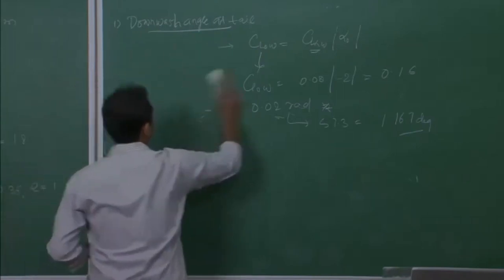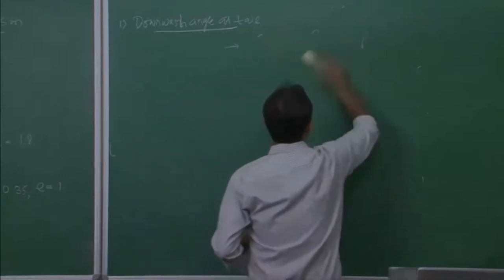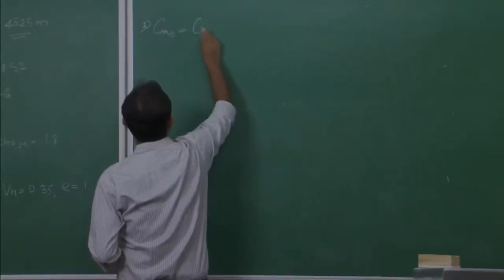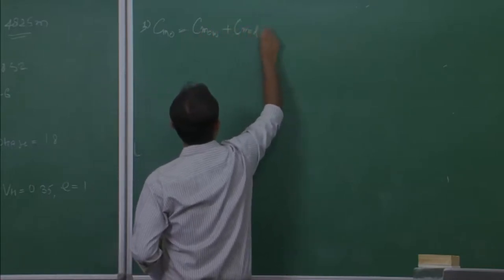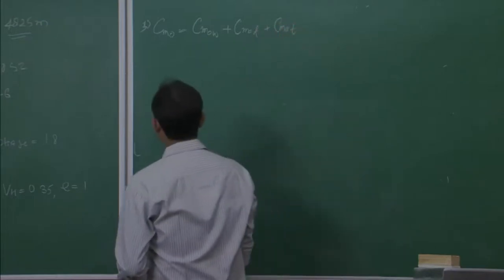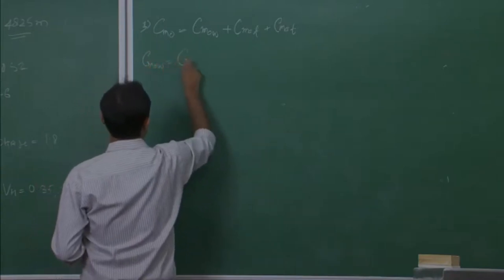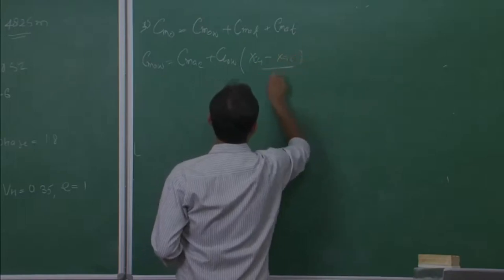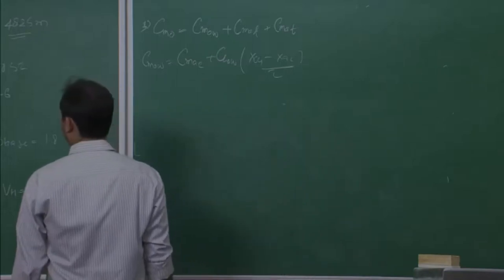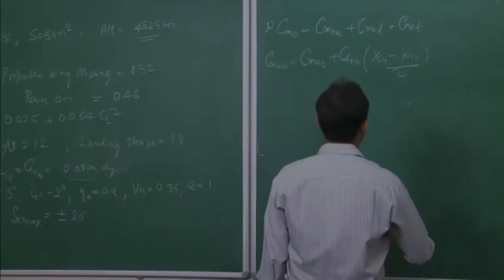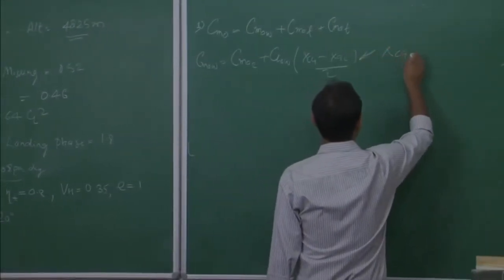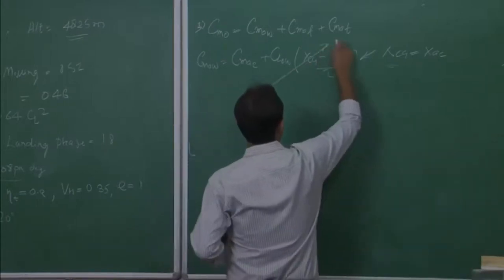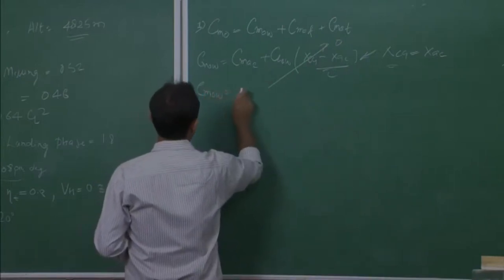Now, third part is to calculate CM naught for the whole aircraft. This sort of problem we have already done. CM naught of aircraft is the third part. CM naught equals CM naught of wing plus CM naught of fuselage plus CM naught of tail, where CM naught of wing equals CMAC plus CL naught of wing into XCG minus XAC by C bar. Now, here we don't know what is the position of aerodynamic center. So, let's assume that in this case XCG equals XAC. That is, your CG is at aerodynamic center. So, this term will be 0. So, CM naught of wing will be only due to CMAC.